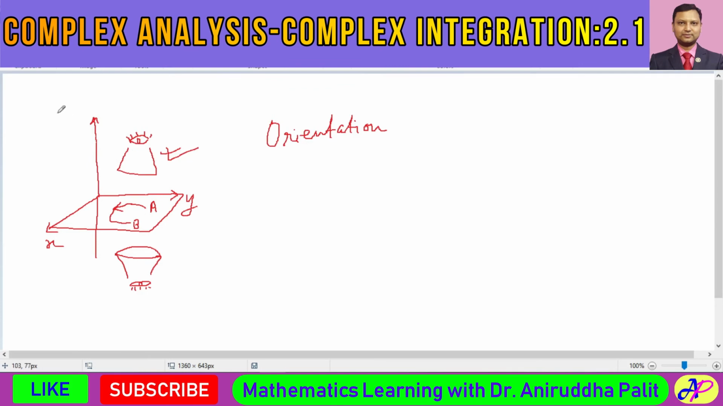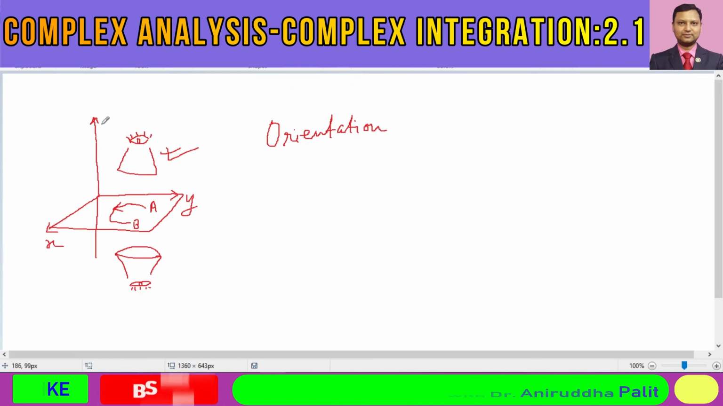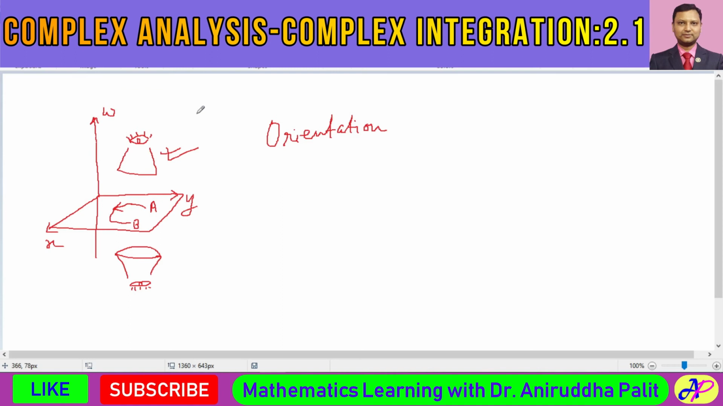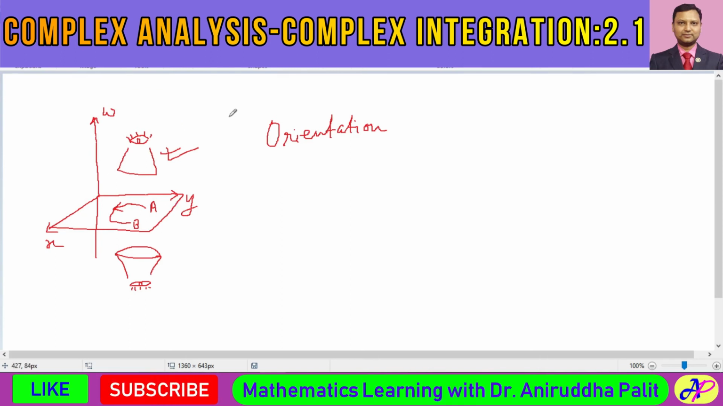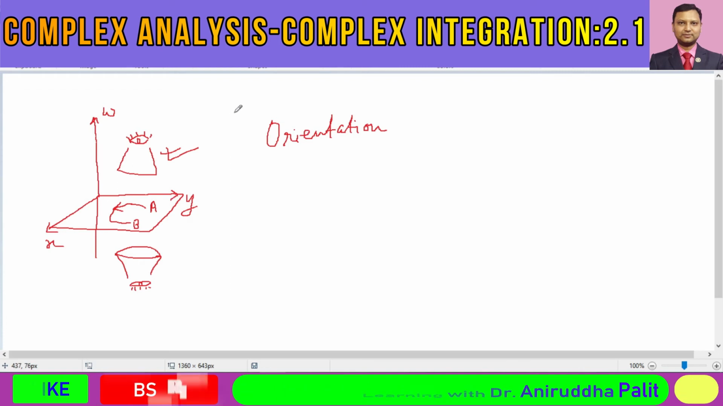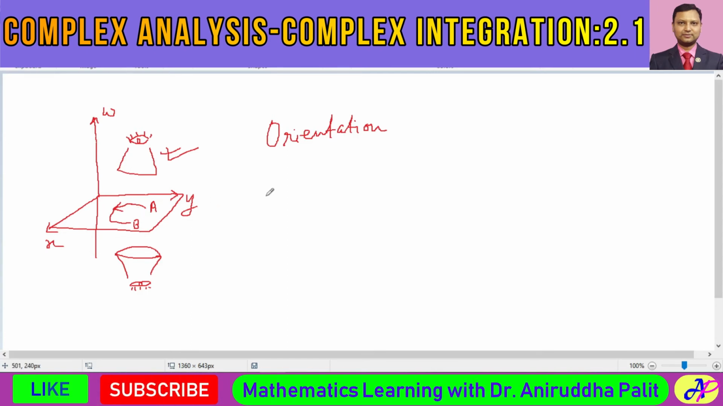Most of the time we consider the orientation of the curve from the point of view of this observer, so that if we consider these three axes, the x-axis, the y-axis, and say this is the omega axis or w axis, I am not using the notation z, then x, y, and w will form a right-handed system of coordinates. Such orientations are generally taken as positive orientation whenever it is anti-clockwise. Anti-clockwise orientation is taken as the positive orientation.